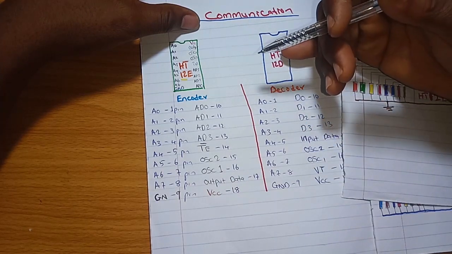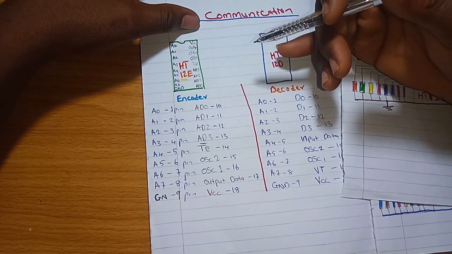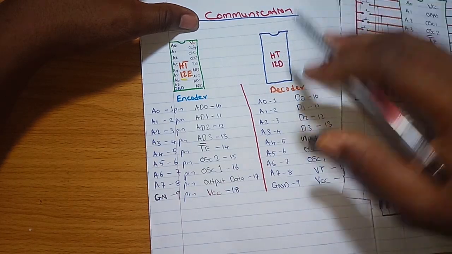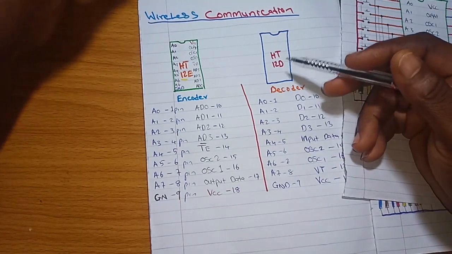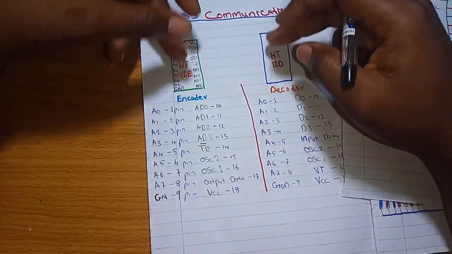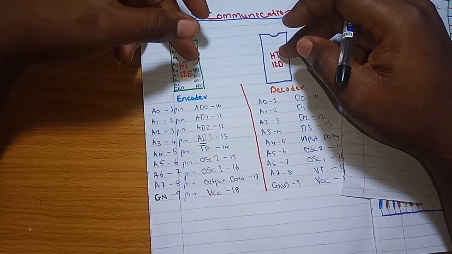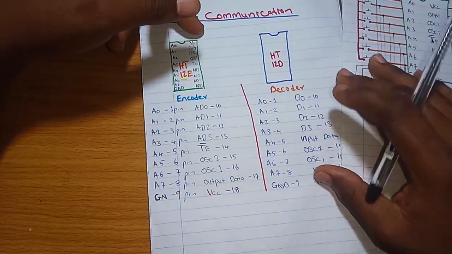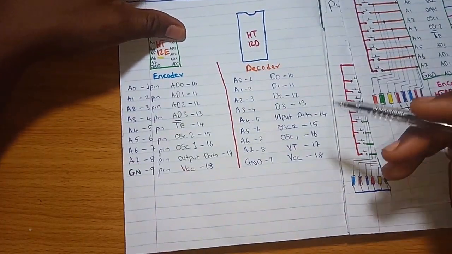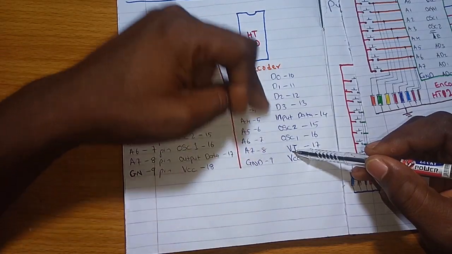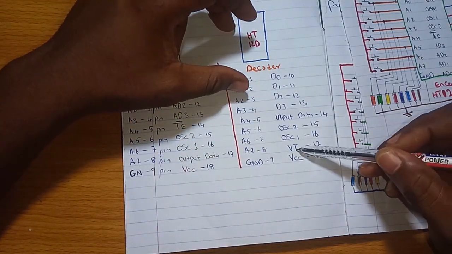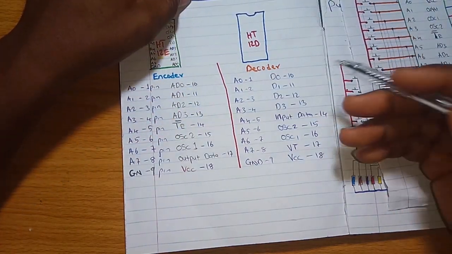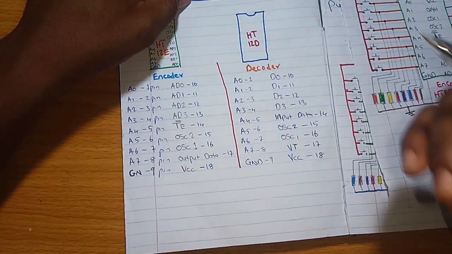Likewise, let's come to the decoder side, the HT12D. This is the decoder side, the same thing. A0 to A7 is the address line. You need to set both ICs to the same address in order to receive information. And this pin, you see VT, is just a signal, an LED signal. We normally connect an LED to it in order to see that this IC is receiving a signal.